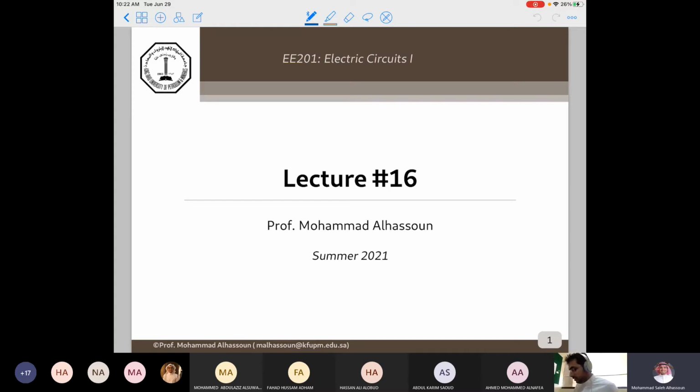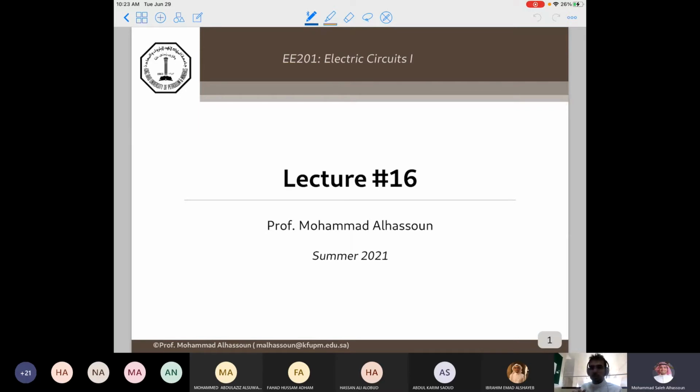Welcome to EE21. Today's lecture will be the 16th lecture, and we're going to continue talking about what we started last time, which was energy storage elements. If you recall, all of what we've covered previously was resistors. The only passive circuit element we've covered is the resistor, which is a circuit element that dissipates energy.